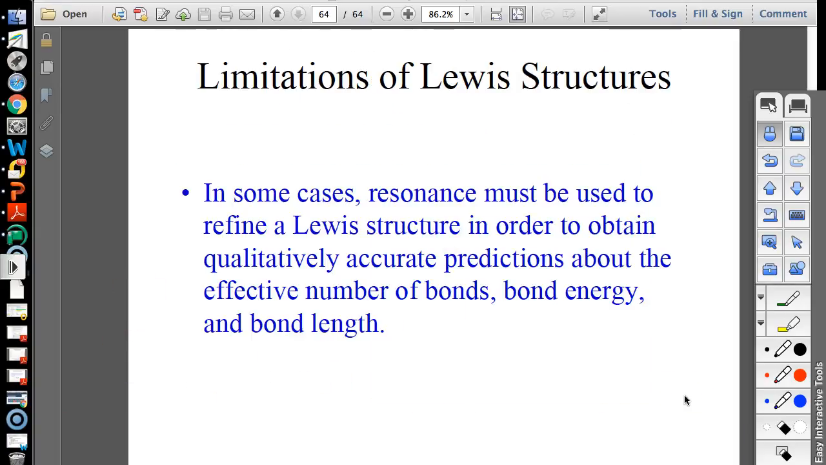And so this one has the shorter bonds. Yay. And that's it. So we're done with this PowerPoint. Yay.